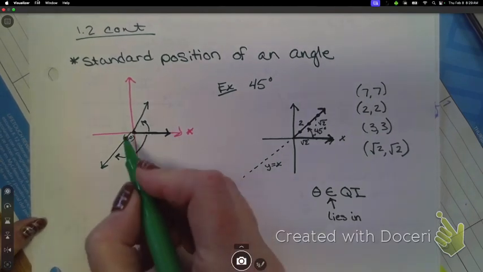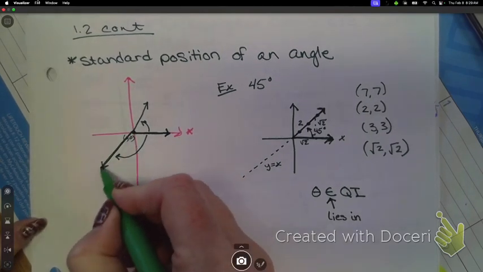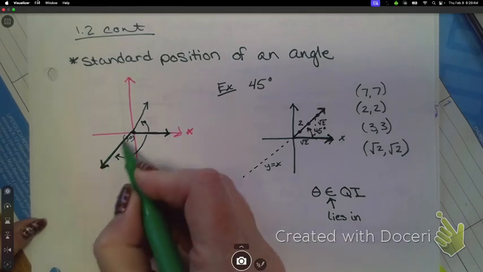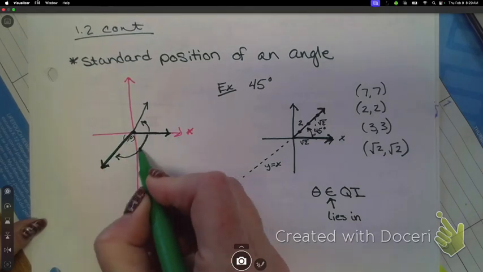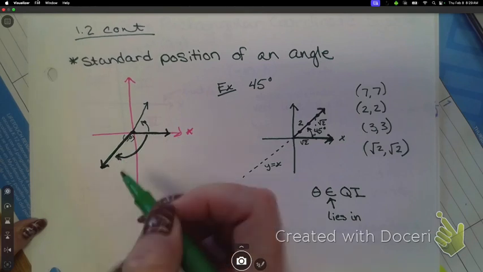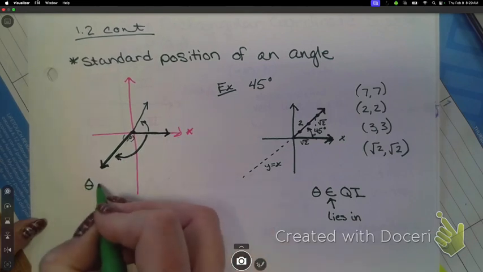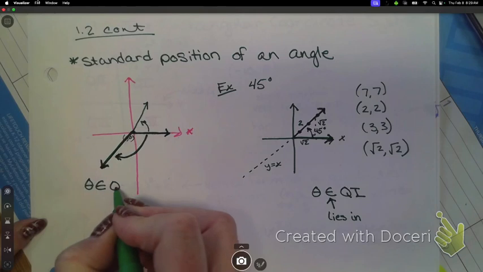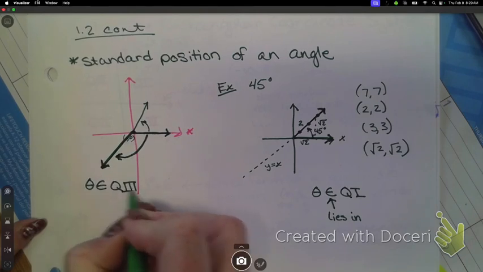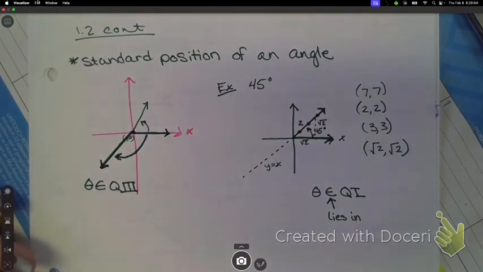So if you had to describe this angle right here, theta lies where? Q3.